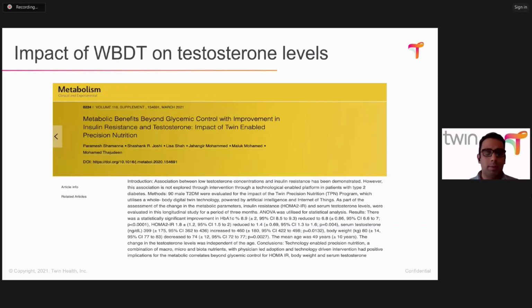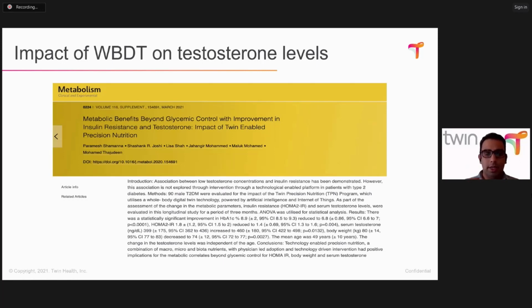And in this paper, which we published in Metabolism Journal, we find that even the testosterone levels improve for the male population. And we know for type 2 diabetes with obesity, secondary hypogonadism is a major problem. The testosterone level tends to be low, right? Which is contributing a lot to the damaged metabolism. So because these parameters improve, we have seen that the free testosterone levels actually increase from 399 to 460. This is the mean value for the population in a matter of 90 days.